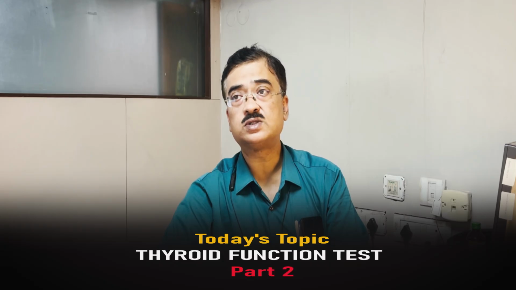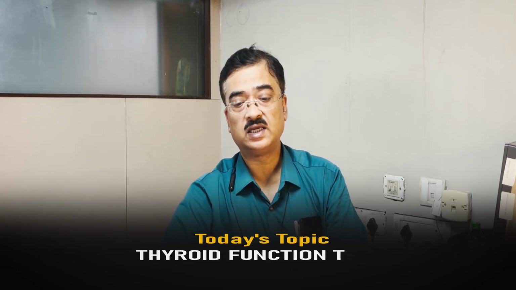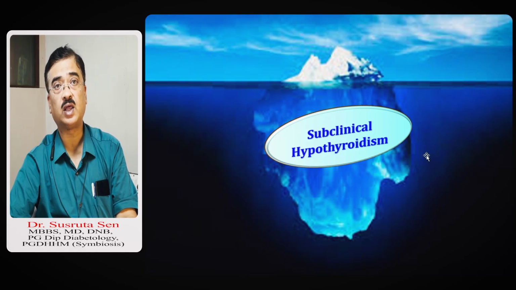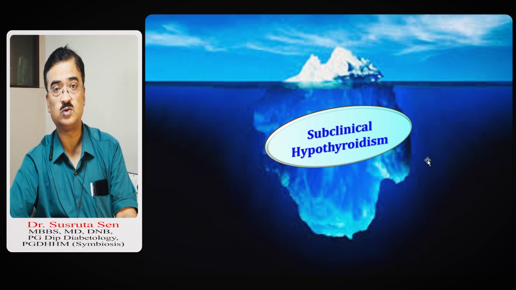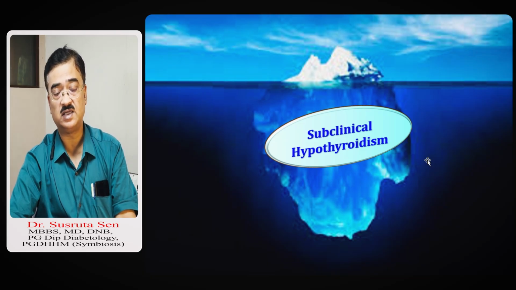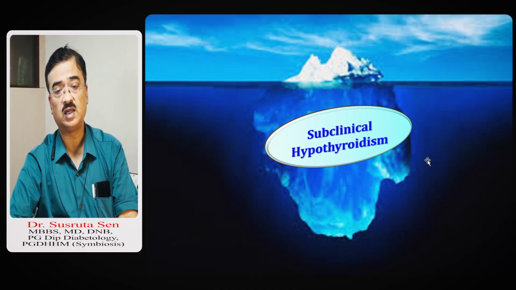Hello, everyone. So, we are now on the second part of this thyroid function based discussion. And I have chosen the most important thing, subclinical hypothyroidism. When the patient is clinically euthyroid, but there is a deficiency in the thyroid gland, like the tip of the iceberg. Very few of the cases were tested for TSH. Sometimes we found an elevated TSH and the rest euthyroid clinically, and the T3 and T4 are normal. We call it subclinical hypothyroidism.